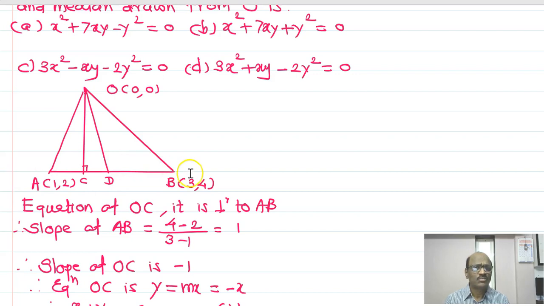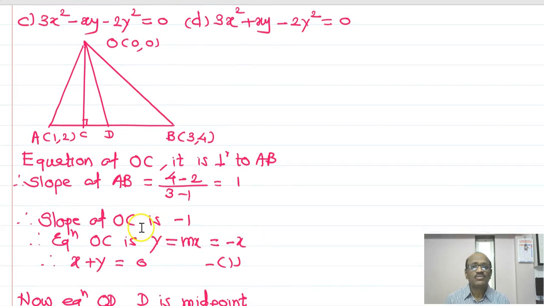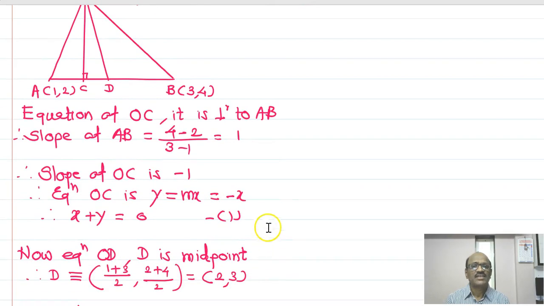Therefore find the slope of AB, and the slope of AB is the difference of y coordinates upon the difference of x coordinates, 4 minus 2 upon 3 minus 1, that equals 1. Therefore the slope of OC is minus 1, and that line passes through the origin, and its equation is of the type y equals mx, where the value of m is minus 1, that is y equals minus x. Therefore x plus y equals 0. This is the first equation.